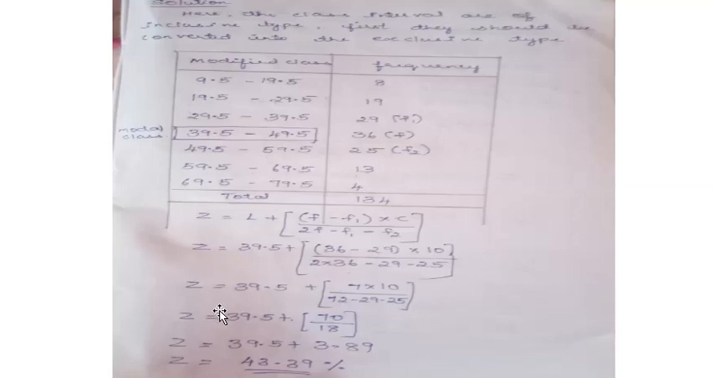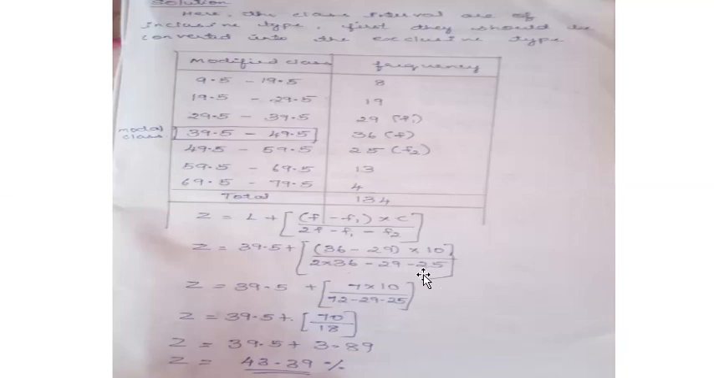Okay. Now Z is equal to, what is the lower limit? What is the lower value? 39.5 plus F. What is F? 36 minus F1, 29, into C. What is C? C is the difference between these two numbers. It is 10. Next, 2F, 2 into 36 minus F1. F1 is 29, minus 29, minus F2.